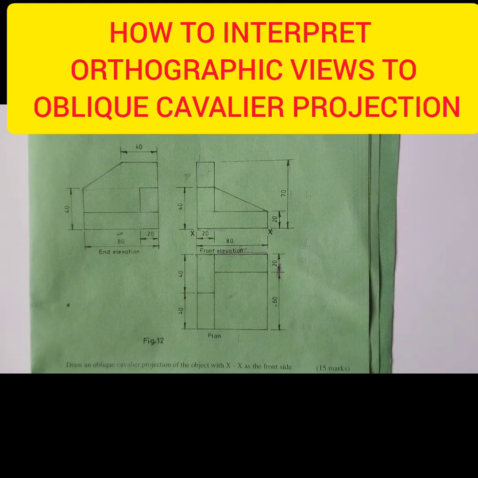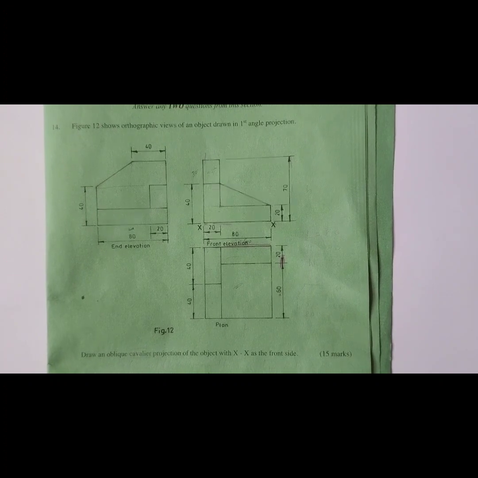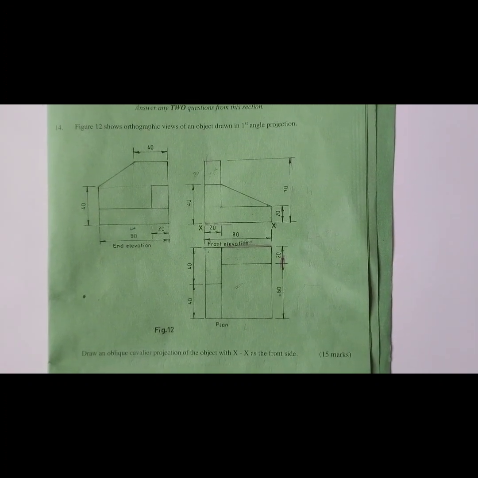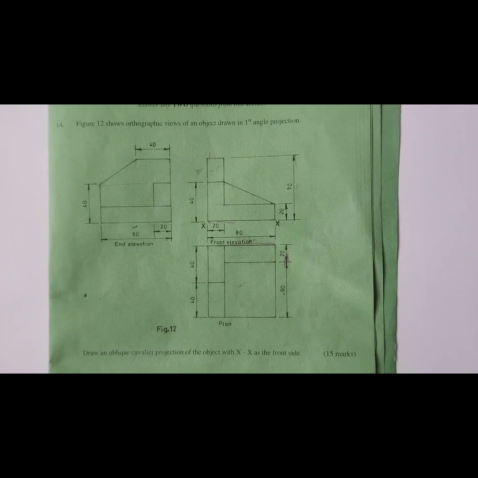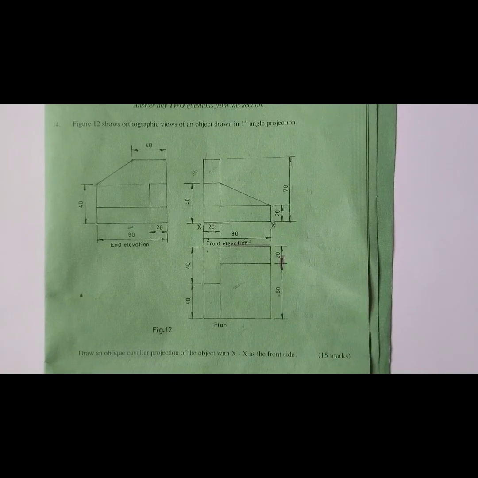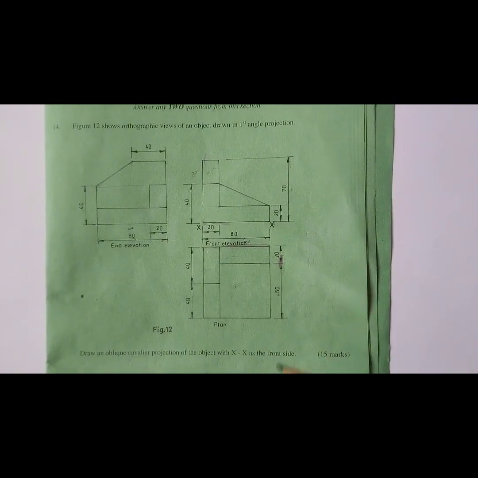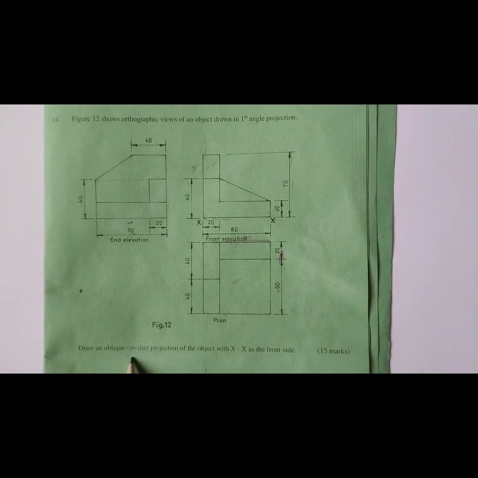Hello and welcome. Today we are going to look at how to interpret orthographic views into oblique. In our case we have orthographic views in first angle projection. You have the front elevation, end elevation, and the plan. In our question down here we've been told to draw an oblique Cavalier.